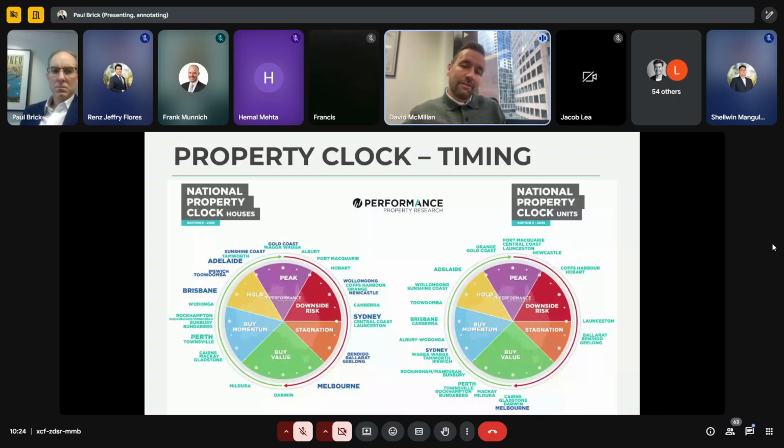We want to be buying in that buy value stage, and then we want to give our clients the option of selling in that hold to peak stage. So Melbourne is coming down into that buy value stage, which is probably the main story from this webinar. But there are equally some really good markets to still get in and get out of, trade through, and that's some of those markets you see in that buy momentum phase and still that buy value phase.